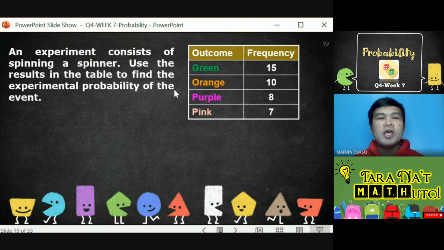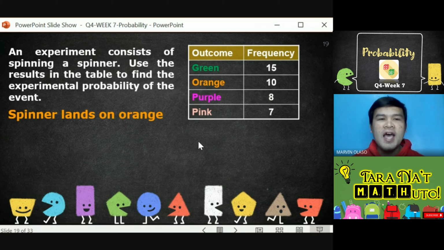So, nag-spin tayo. Here are the results. Sa green, meron tayong 15. Lumabas ang green. Sa orange, we have 10. Purple, we have 8. And pink, we have 7. So, what's the probability that the spinner lands on orange? Yan ang ating katanungan. So, let us use the formula.